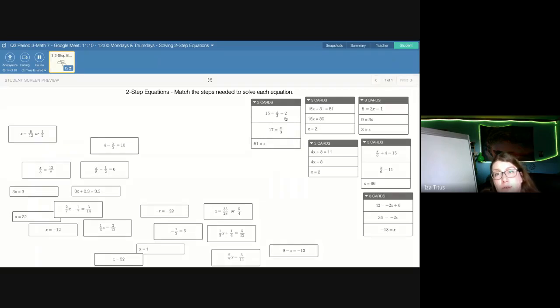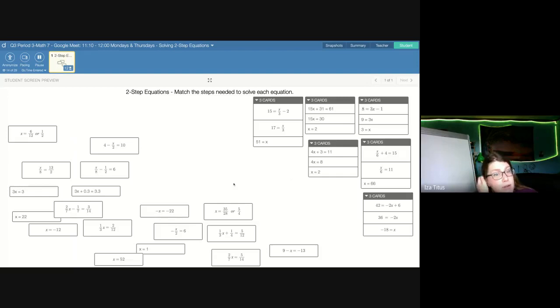So since these are two-step, there's 3 equations for each to solve them. And we end up with x alone equaling something. All 3 of these equations for each set are equal to each other. We just did something to both sides of the equation to keep it equal.